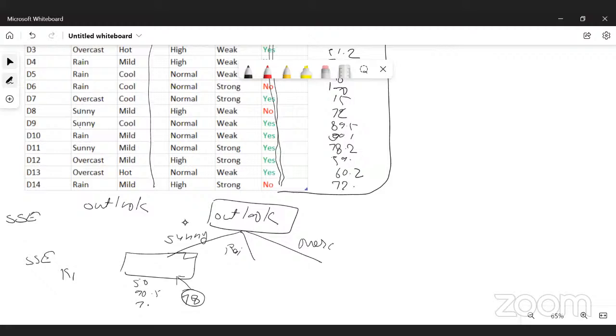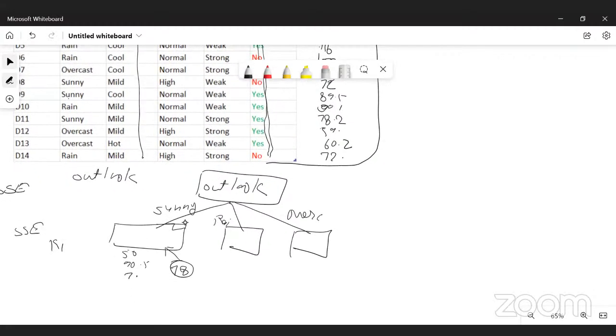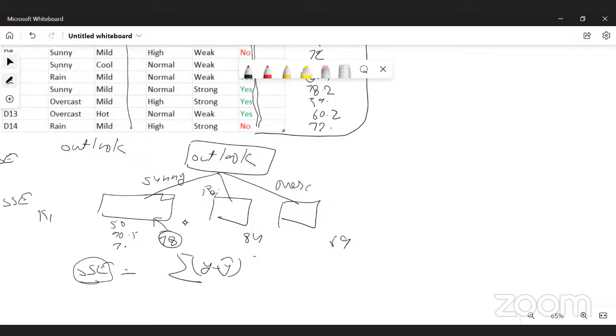Similarly, you will find the sum of squared error here and here, and take the weighted sum. That will be your total sum of squared error. Let's say here the prediction is 78, here 70, 84, and here 69. The sum of squared error is actual minus predicted, summed over all these. This is how you find the sum of squared error for this particular split.